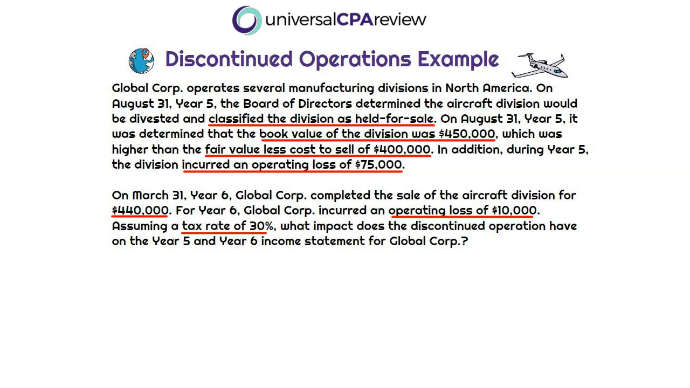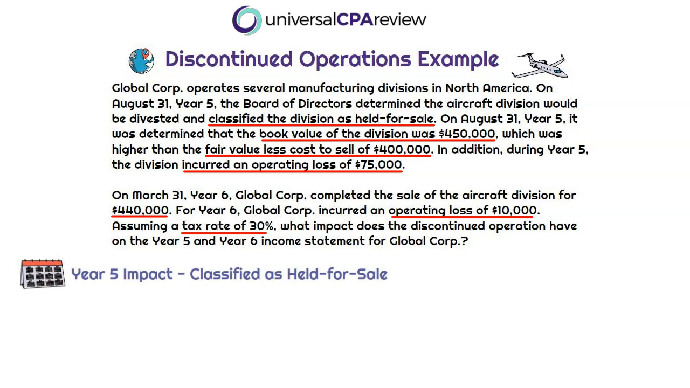And basically all we need to do is figure out, okay, what impact does the discontinued operation have on the year 5 and year 6 income statement for Global Corp? Meaning, okay, what would be the net impact from this discontinued operations, right? And remember, we have to factor in the taxes. So let's go through and do year 5 first and then year 6 after that. So starting with year 5, right?